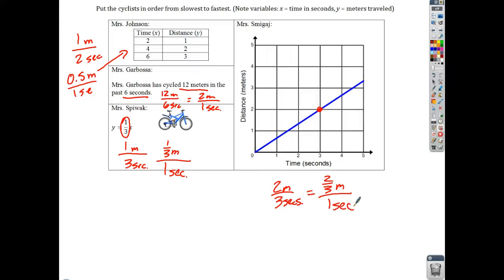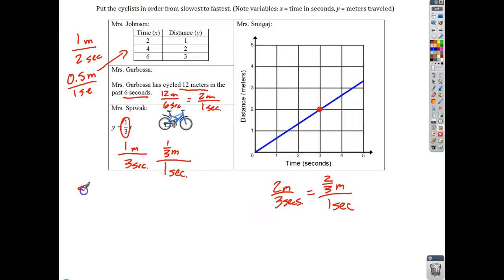Okay, so if we're going to order from slowest to fastest, then we look and we say, okay, who is the slowest, right? So we've got 1/3 of a meter, 2/3 of a meter, a half a meter, 2 meters per second. Well, Mrs. Garbosa is definitely the fastest, right?